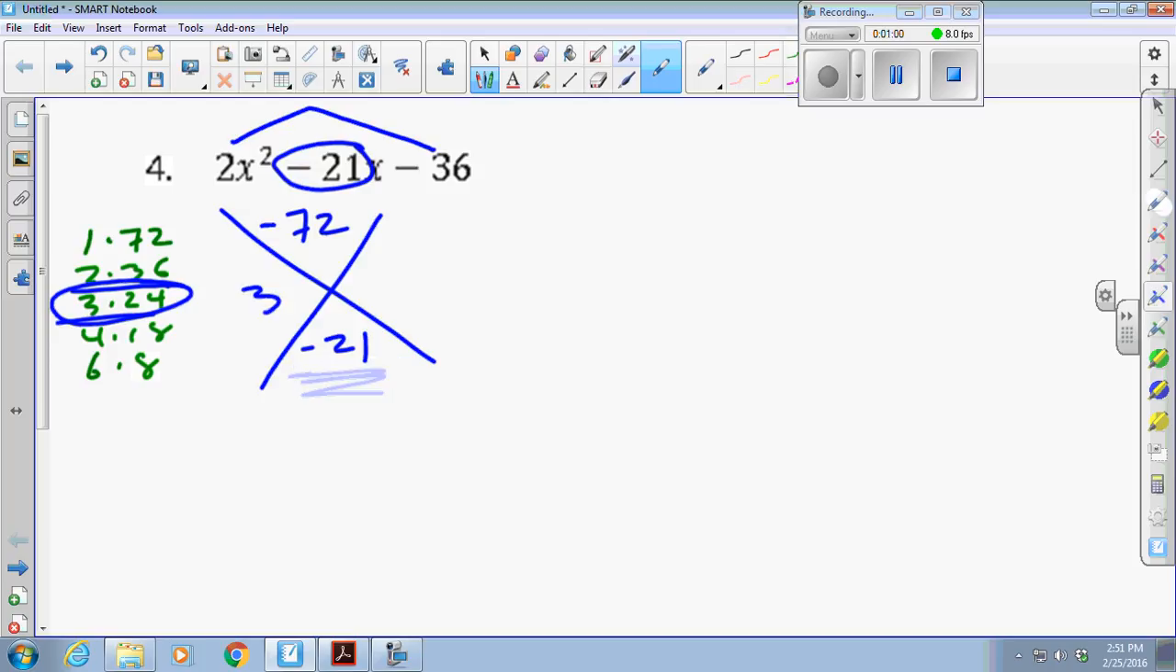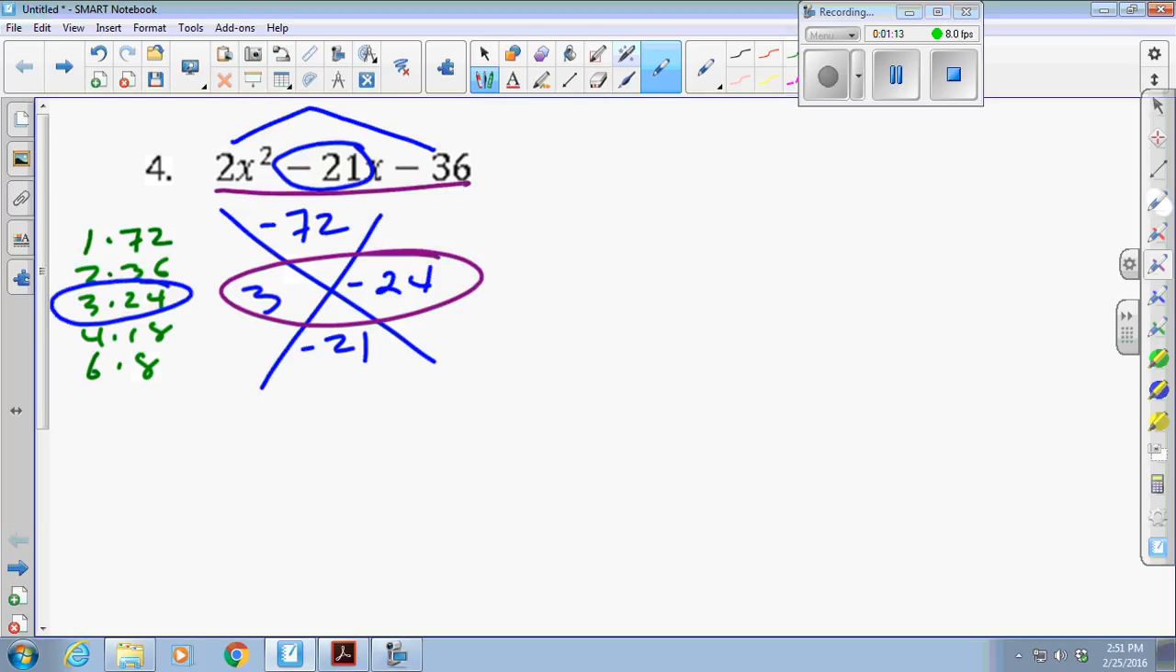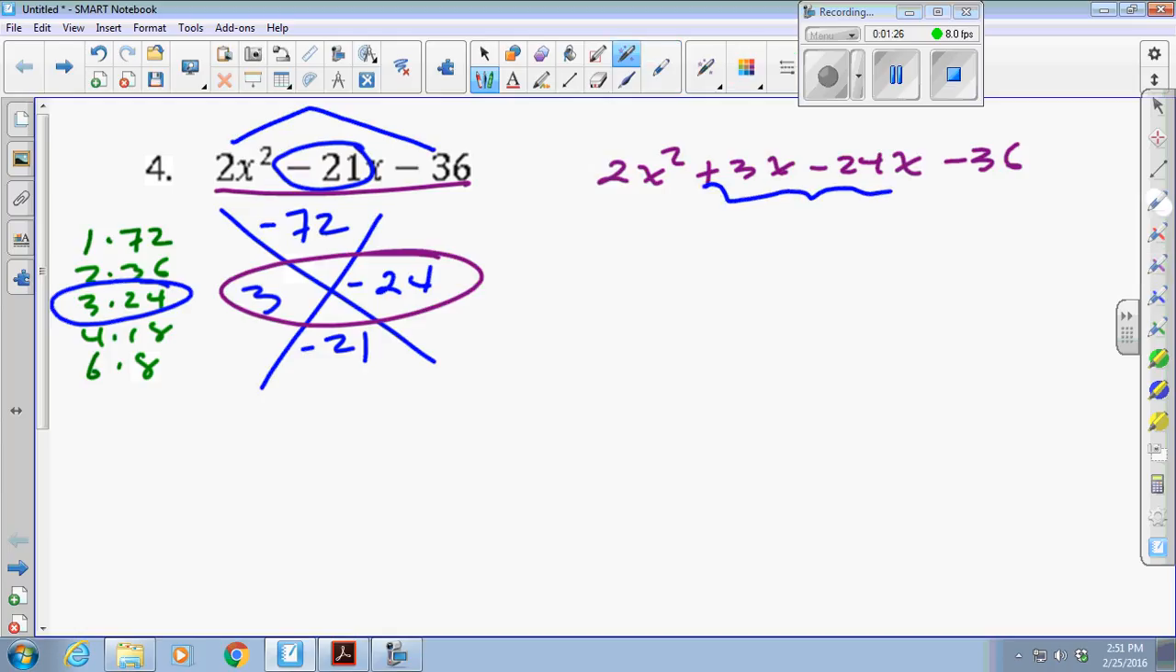So if I go 3 and 24, remember that's got to be negative for the sum to be negative. By doing that, that allows me now to rewrite this equation as 2x squared plus 3x minus 24x minus 36. Notice, please, that 3x minus 24 equals negative 21. Same equation.